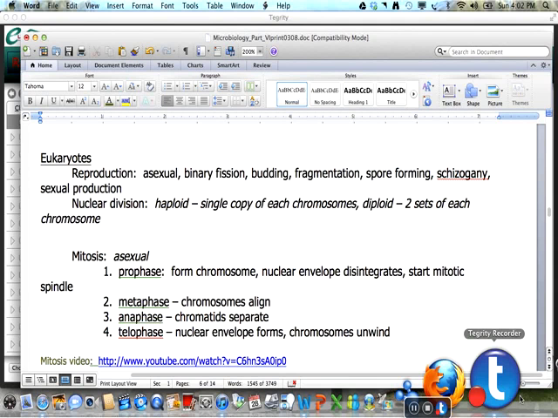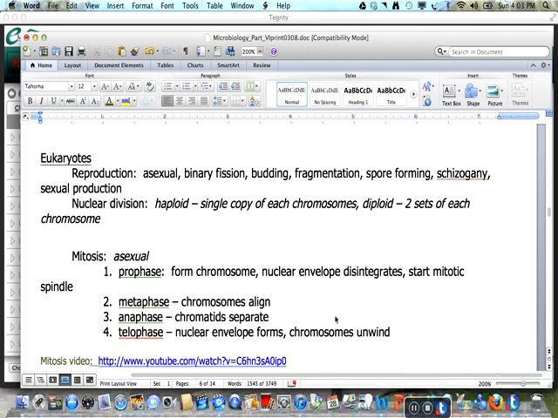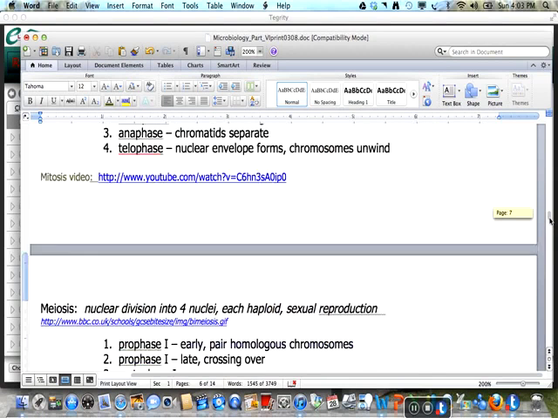It begins with prophase, where the chromosome is formed. The nuclear envelope disintegrates and the mitotic spindle begins to form. In metaphase, the chromosomes align along the mitotic spindle in the center. During anaphase, the chromatids separate. We also see cytokinesis and the formation of a cleavage furrow. In telophase, we have two new daughter cells where the chromosomes unwind to form chromatin and a new nuclear envelope forms. There's a video link here that shows the process of mitosis if you would like to watch that on your own.